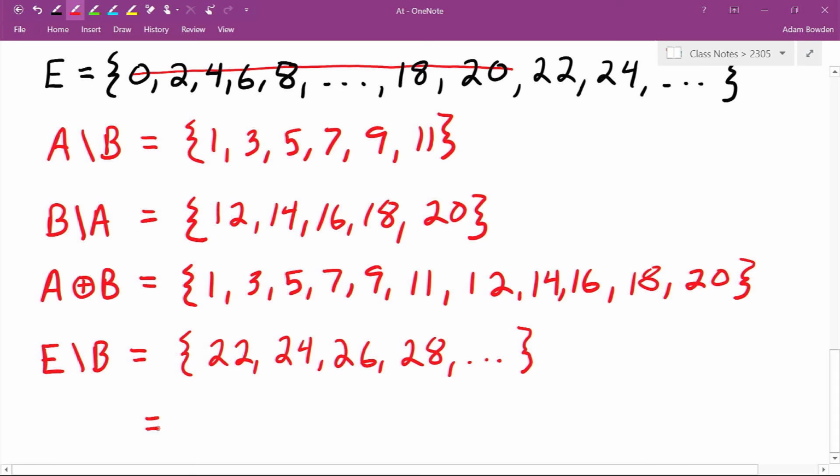We want to take it a step further. We could even write this in set builder notation. This would be the set of all n in the natural number set, such that n is even and n is greater than or equal to 22.